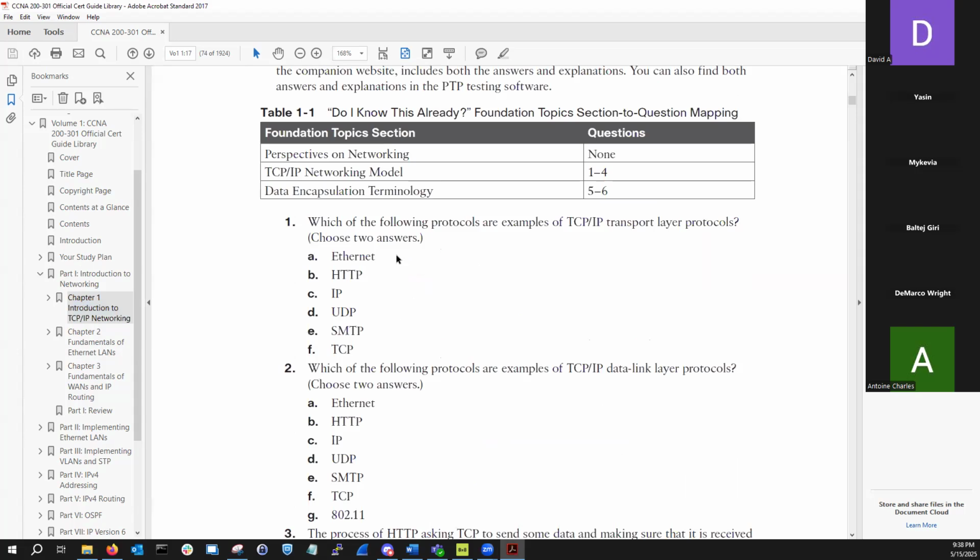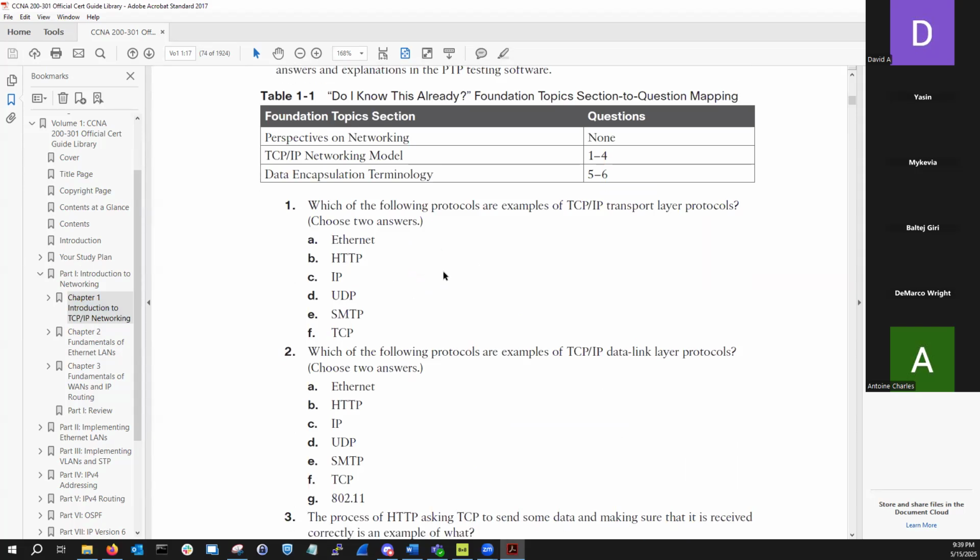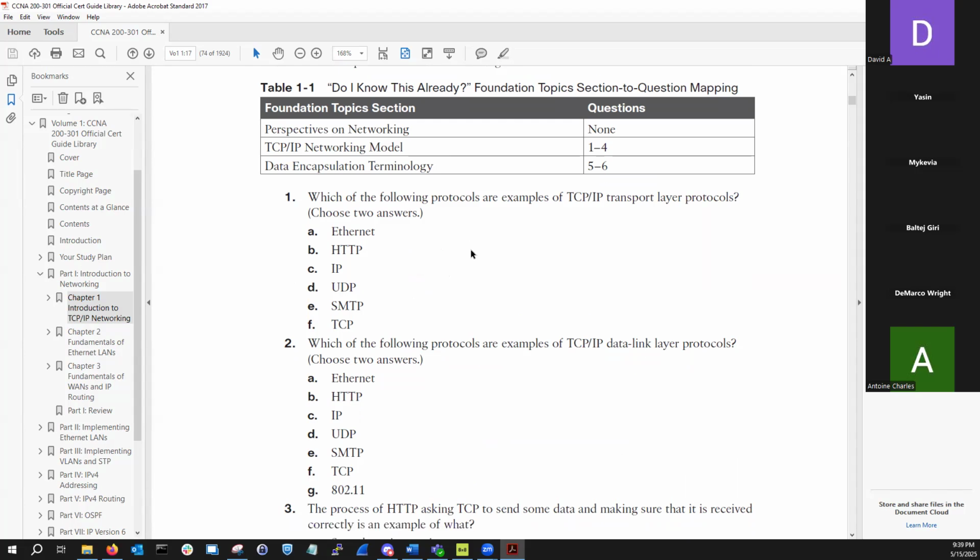Question 1, chapter 1. Do I know this already? Foundational topics questions. Which of the following protocols are examples of TCP/IP transport layer protocols? Choose 2 answers. Mike Hevia. And your lifeline is Antoine.